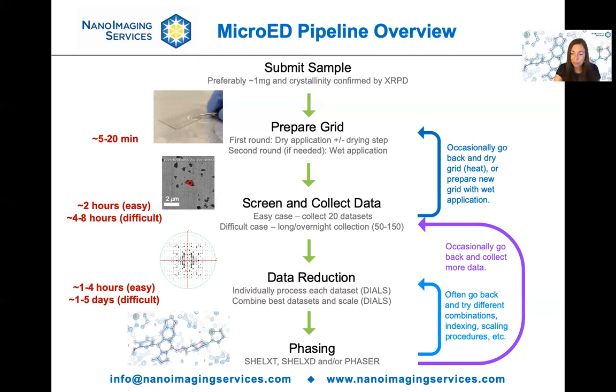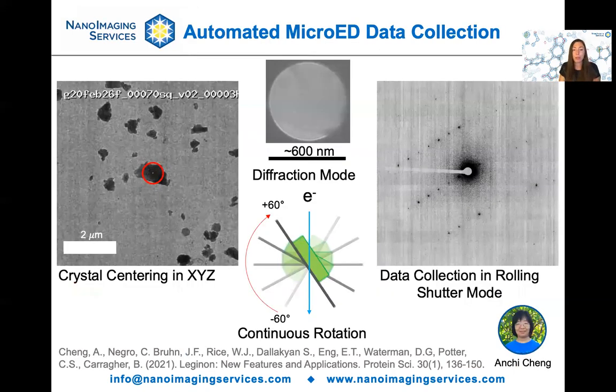So at Nanoimaging Services, we're collecting data with the program Leginon. In 2019, Anchi Chang, with some help from me, added the capability to this program to collect microED data. Leginon is also the program we use to collect all of the data that we collect at Nanoimaging Services, so single particle cryo-EM data, images of liposomes. But yes, in 2019, Anchi adapted it to collect microED data. This works by, first, taking low magnification images of the grid, and this allows us to look for crystals.